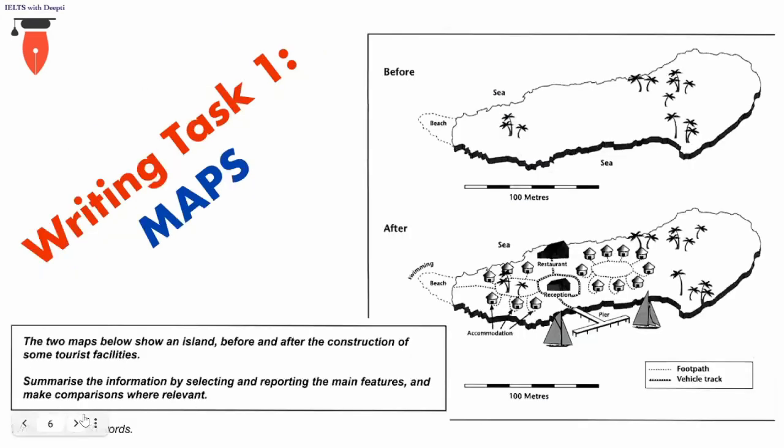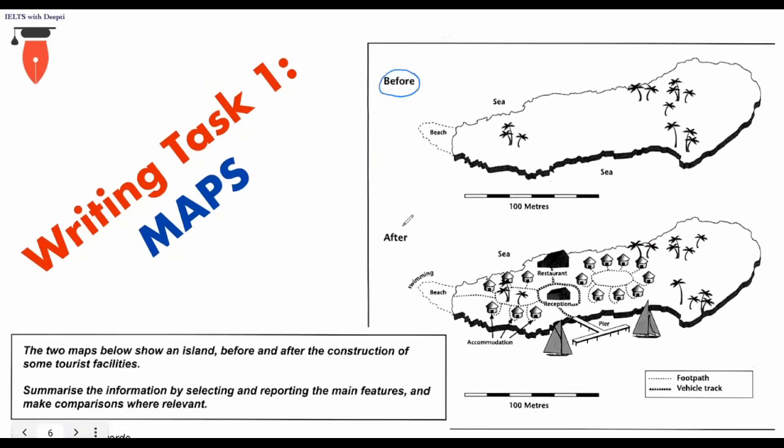Now, this is the second type of writing task that you may get, which is maps. Now, here we can clearly see that there are 2 maps given. So you will usually have 2 maps. You may get 3 in a rare case. And it can be either before or after. Okay. Or it can be what a place looks like today and what the place might have looked like previously.